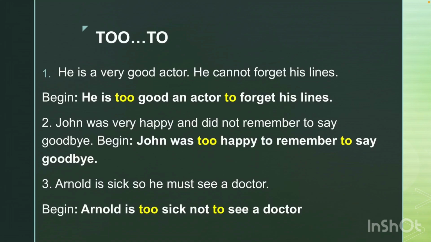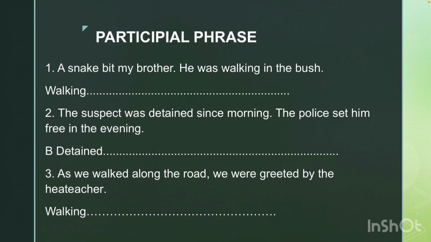And lastly, we look at the participial phrase. When we talk about the participial phrase, this is where we begin with a verb. For example, a snake bit my brother. He was walking in the bush. Walking. Once you see walking, you have seen that they have started a sentence with the verb. Go back to the question and search where this word has been taken from. Where can you see the word walking in the question? Just after was. He was walking.